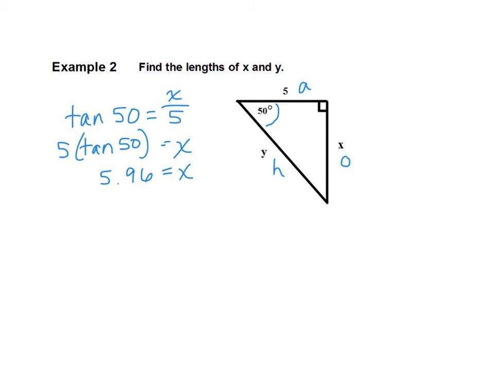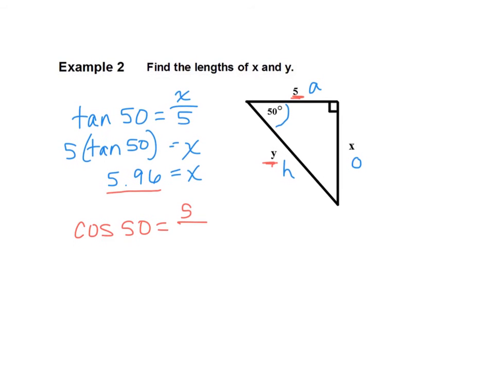Now we need to solve for Y. And we don't want to necessarily use X unless we have to because we have an approximation. So instead, I'm going to use this adjacent side. So I have adjacent, and I'm looking for the hypotenuse, so I want to work with the 5 and the Y. So that is going to be cosine. So cosine of 50 degrees equals the adjacent side, which is 5, over the hypotenuse, which is Y.